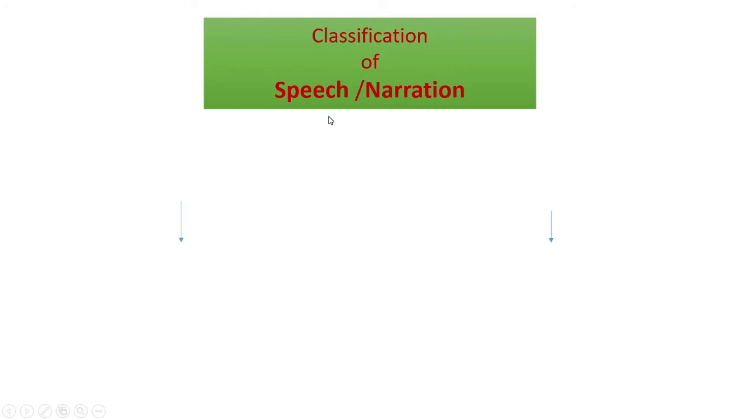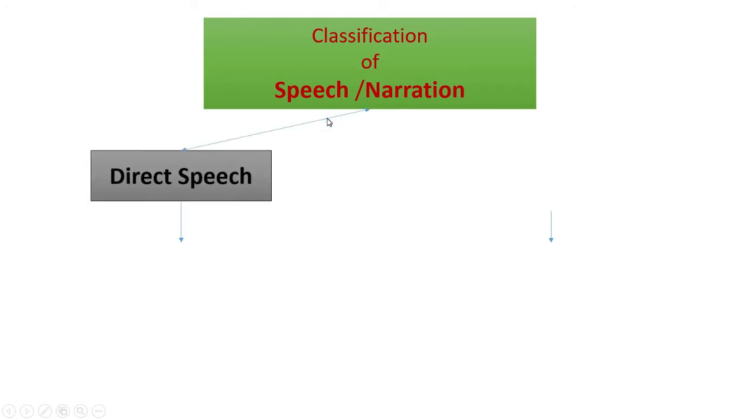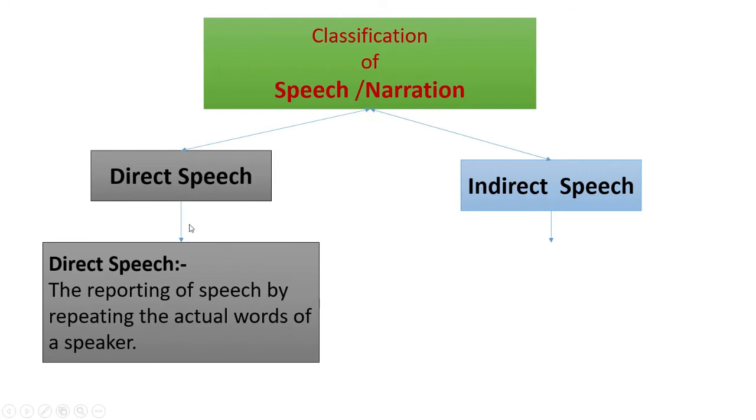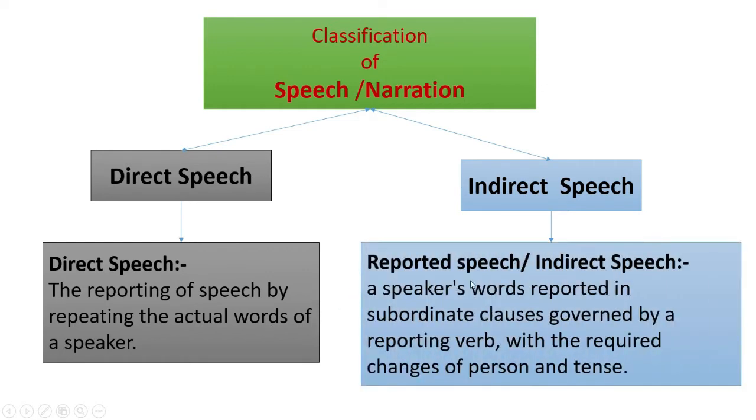Classification of speech and narration. See these pictures, okay? Fine. Direct speech and indirect speech. See, the definition: direct speech is the reporting of speech by repeating the actual words of a speaker, and reported speech or indirect speech is a speaker's words reported in a subordinate clause and governed by a reporting verb with the required change of person and tense.